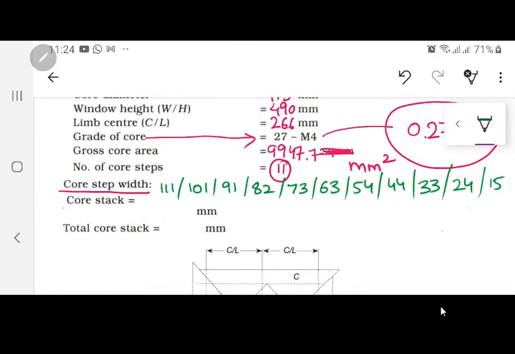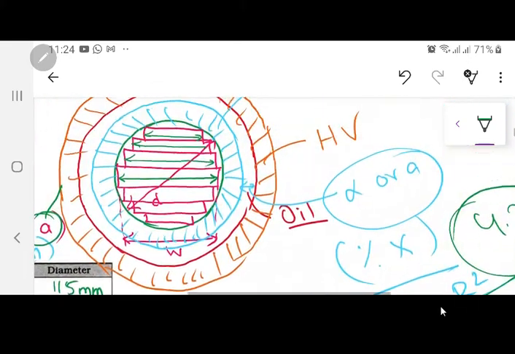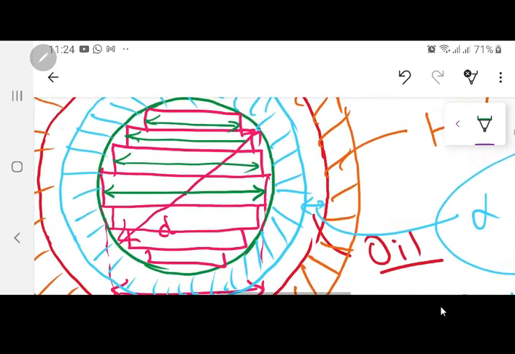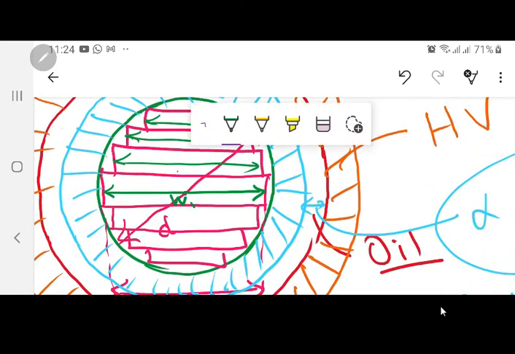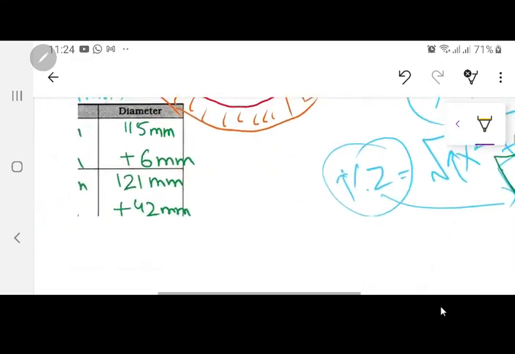Now the next thing, core stack. Okay? Now what is this core stack? If this was the width over there, this was W1, W2, W3. So if I want to find out the next one, this is core stack. This one plus this one. This is core stack over there. Okay? So here I need that value again.